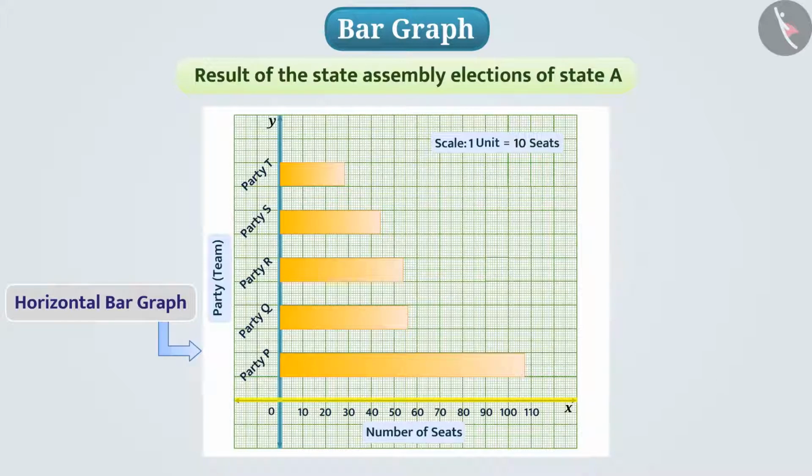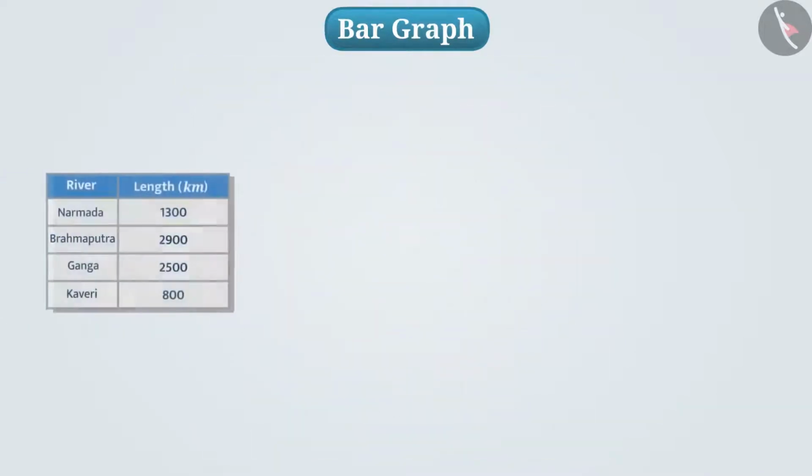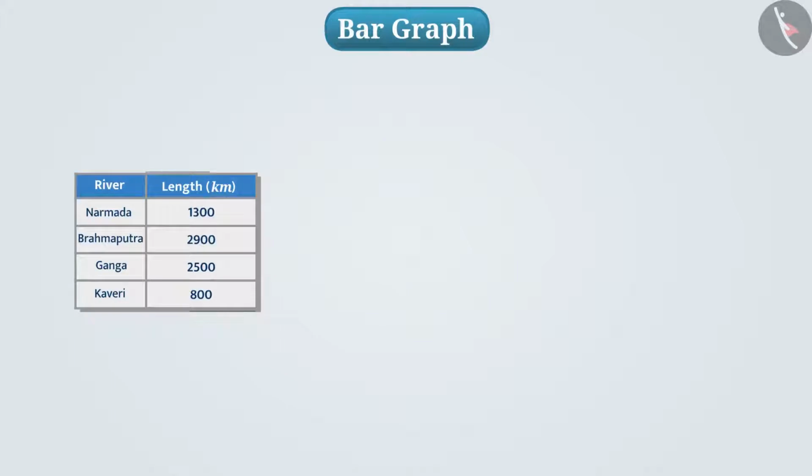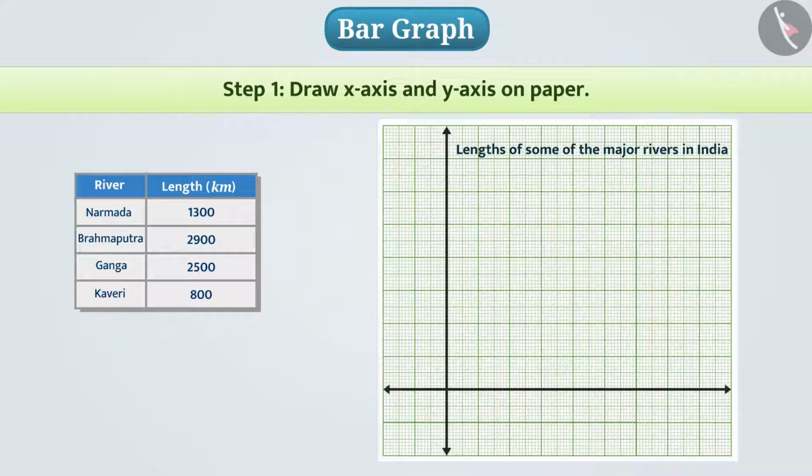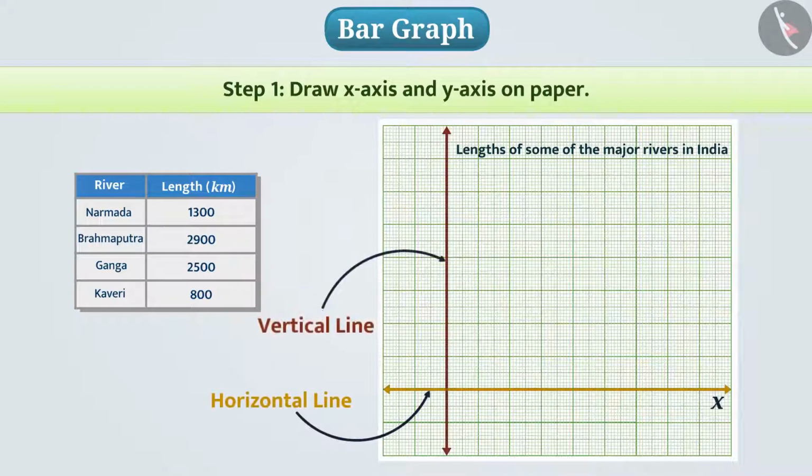Now, let us know how to draw a bar graph with the help of an example. The table shown here shows the lengths of some of the major rivers in India. Let's represent these data as a bar graph. Draw two mutually perpendicular lines on the paper. The horizontal line is the x-axis and the vertical line is the y-axis.